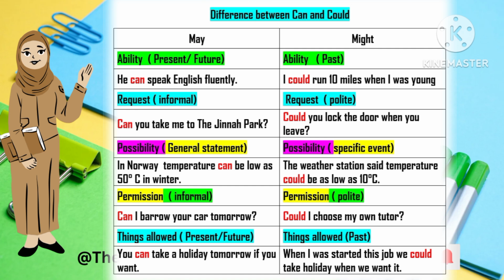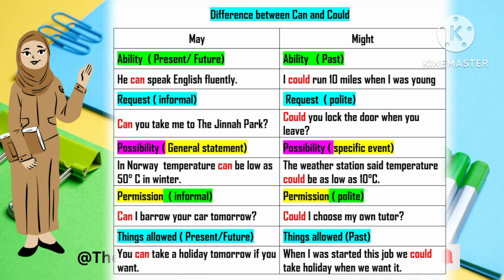It means in this tense you will have to describe the possibility of specific events, like the weather station said temperature could be as low as minus 10 degrees centigrade. It is about the weather station information that the temperature could be as low as minus 10 degrees centigrade. It is about the specific event.